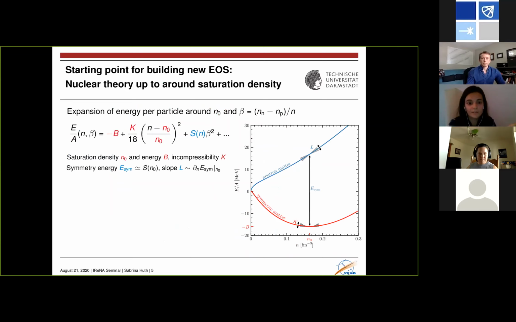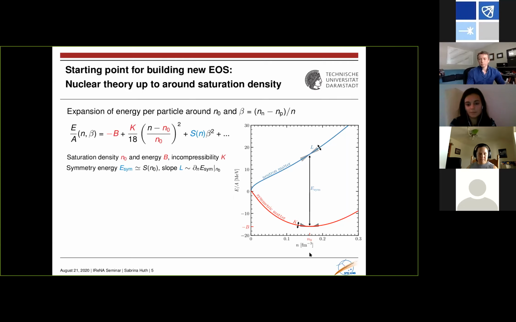And what are these nuclear matter properties? From nuclear theory, up to roughly saturation density, you can expand the energy per particle around saturation density, and this is in a symmetry parameter beta, which is basically just the difference of neutron density to proton density. And then you end up in this Taylor expansion here, which you see also in this figure: the energy per particle as a function of density.